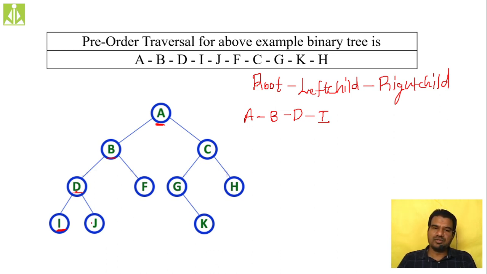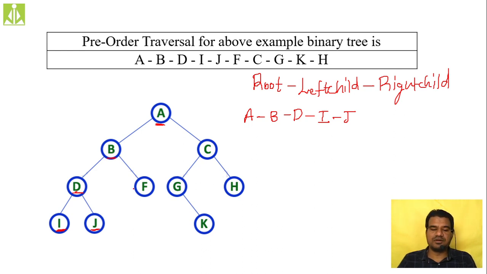J. Come to J and make J the root. When J is root, we visit J. J is visited. Try to visit left of it, nothing. Try to visit right of it, nothing. So go back to D. For D, D is visited, left is visited, right is also visited. So go back to B.